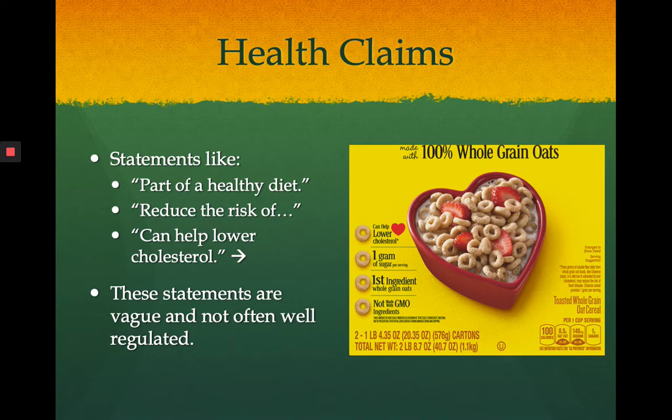If we want to see nutrition claims, just look up at the top. There's 100% whole grain oats, and it mentions 1 gram of sugar there on the bottom left as well. So we're seeing there's a lot of stuff going on this Cheerios box. These statements, though, are vague and not often well regulated. So as I said, that first claim that Cheerios used to make that it did lower cholesterol, that had to get changed, because that was causing people to use it instead of medication, believe it or not. But these statements aren't always as well regulated, so you want to take them with a grain of salt.